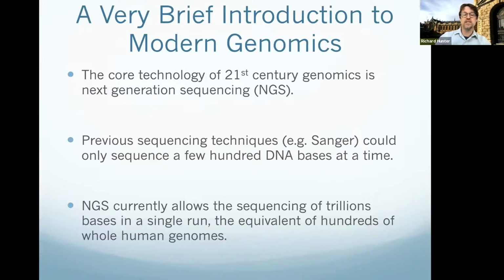But NGS basically allows you to sequence trillions of bases in a single run that takes a day or so, which is the equivalent of hundreds of whole human genomes on a single instrument. So we have orders and orders of magnitude more capacity to look at these things now than we used to. And in addition, we've bootstrapped this technology into a way of looking at epigenetic change. So we can look at parts of the genome, as I'll talk about in a little bit, that can be modified by these epigenetic marks.